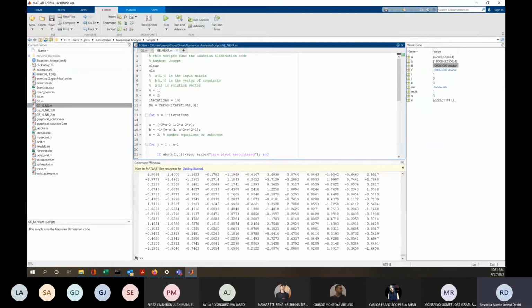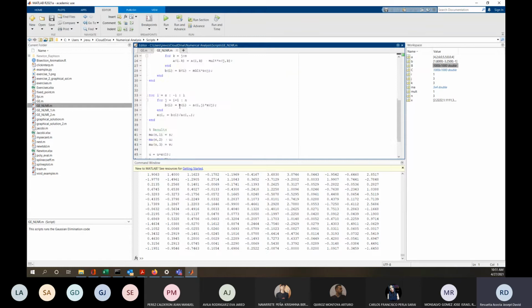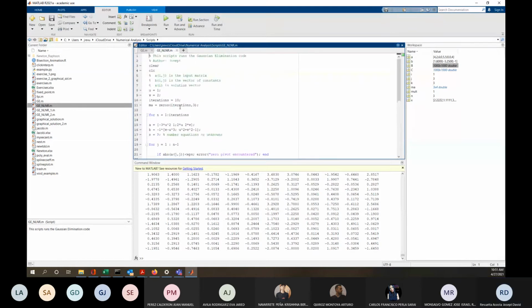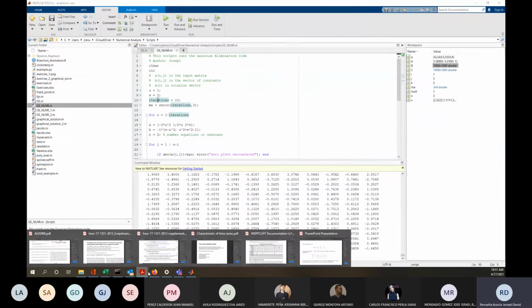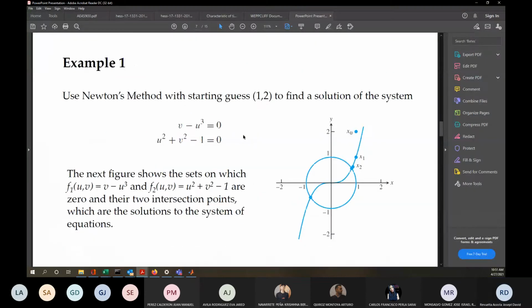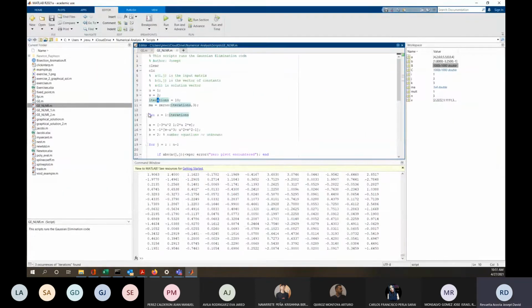So I already modified the code. So in general, U and V are equal to 1 and 2, right? Because those were my initial values, 1 and 2, right? So 1 and 2. And then I'm saying that I want 10 iterations.